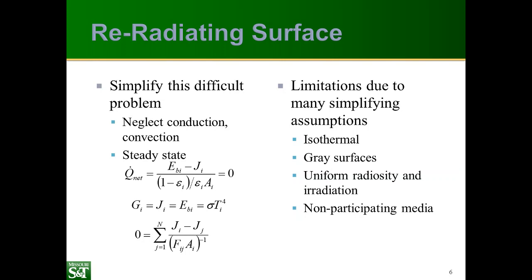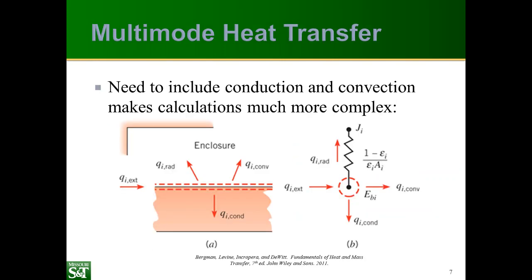We also are going to look a little bit at multimode heat transfer. If we have to include conduction and convection, that's going to make our calculations a lot more complicated. The reason is that you have terms that are proportional to temperature to the fourth, convection is proportional to temperature, and conduction is proportional to the temperature gradient. So you have this very complex nonlinear system, and a lot of the time this is going to require numerical iteration. Unless the surface temperature is known or the geometry is very simple, these problems can be very complex. If you have a simple geometry, then you can solve them by hand.